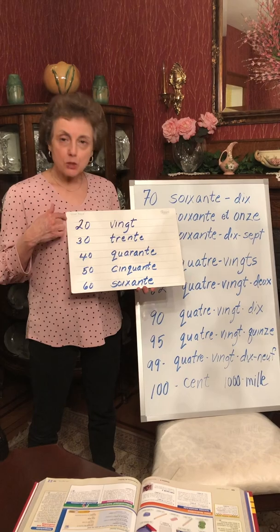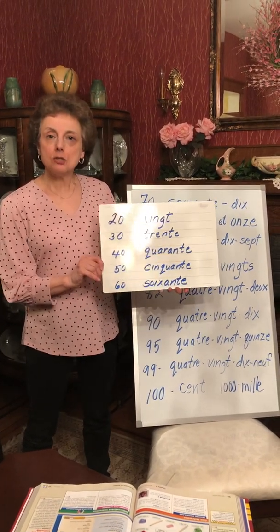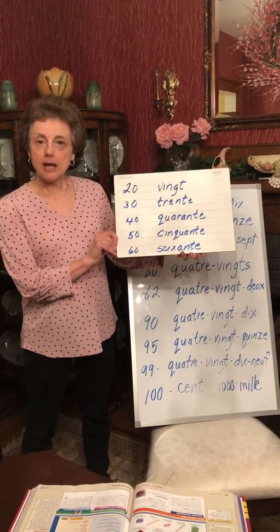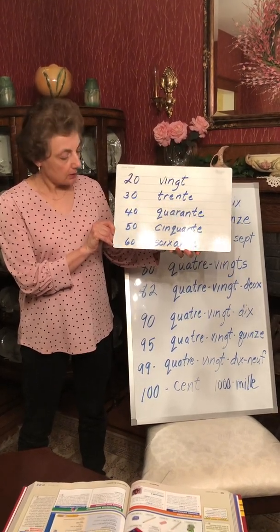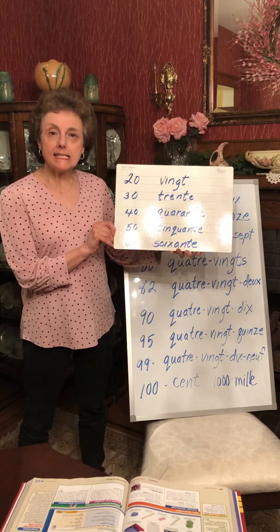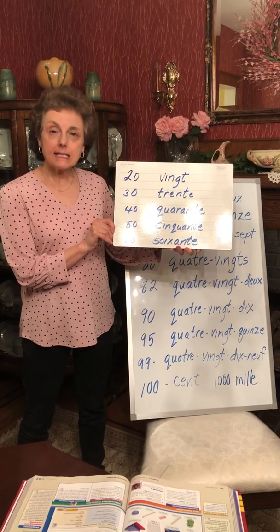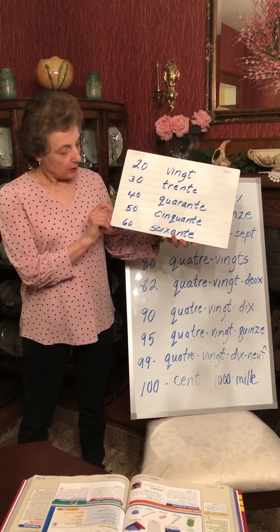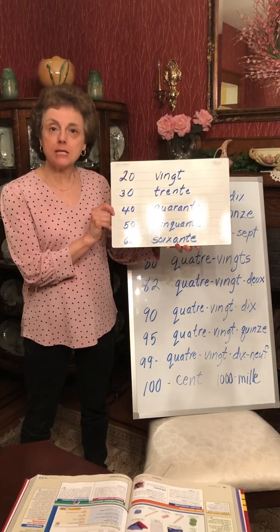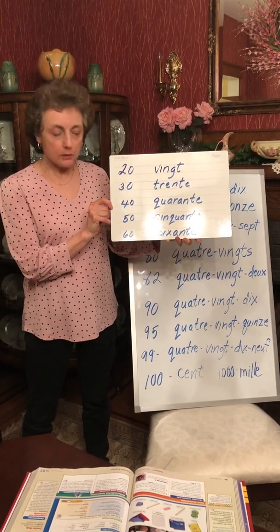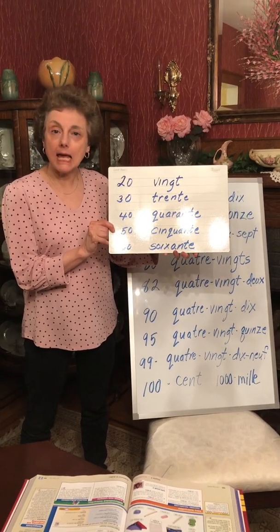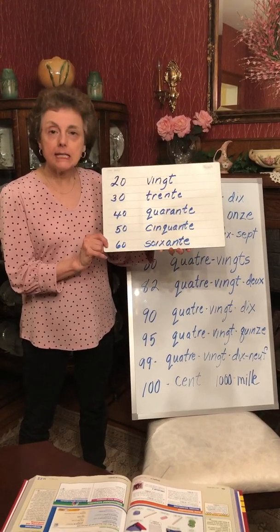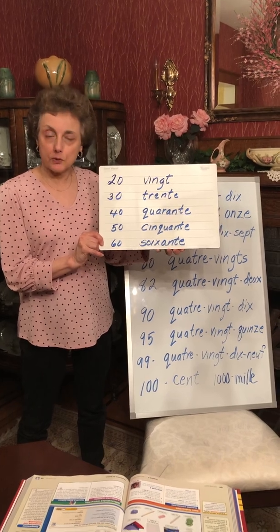Let's take a look. We've had 20 and 30 before. And the other decades here are 40, 50, and 60. For the number 40, think of the girl's name Karen, quarante. For the number 50, think of the number 5, cinq, cinquante. 60 again is pronounced soixante.